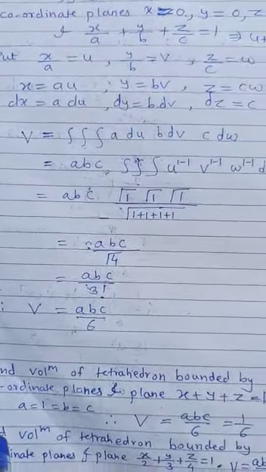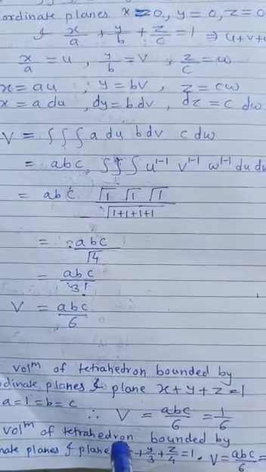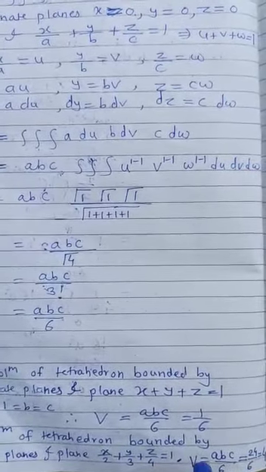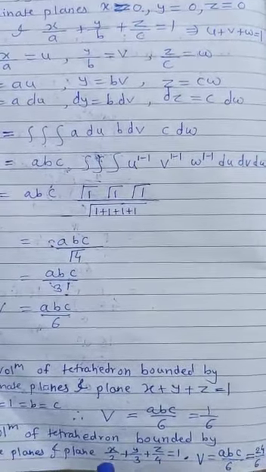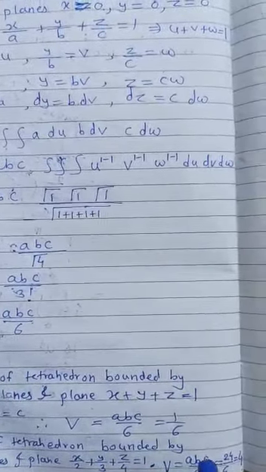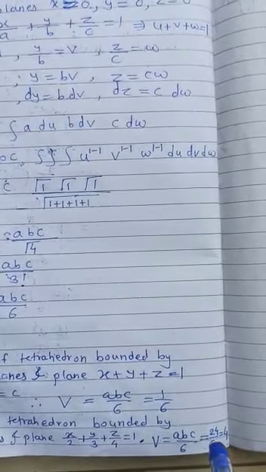Similarly, if the question is find the volume of the tetrahedron bounded by coordinate planes and the plane x by 2 plus y by 3 plus z by 4 equal to 1, then the answer is abc divided by 6. You can see the values of abc are 2, 3, 4 respectively, and therefore 2 into 3 into 4, that is 24, divided by 6, the answer will be 4.